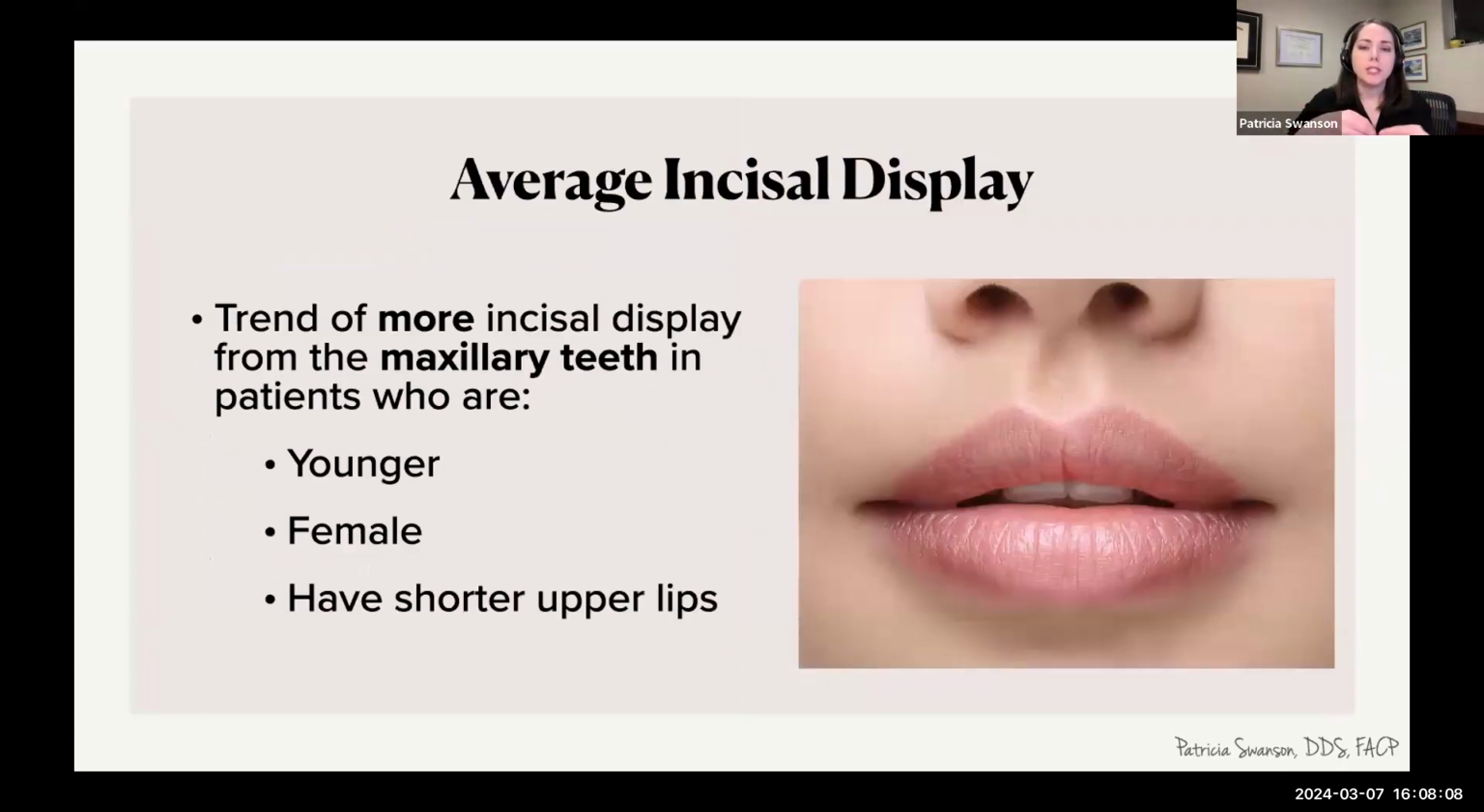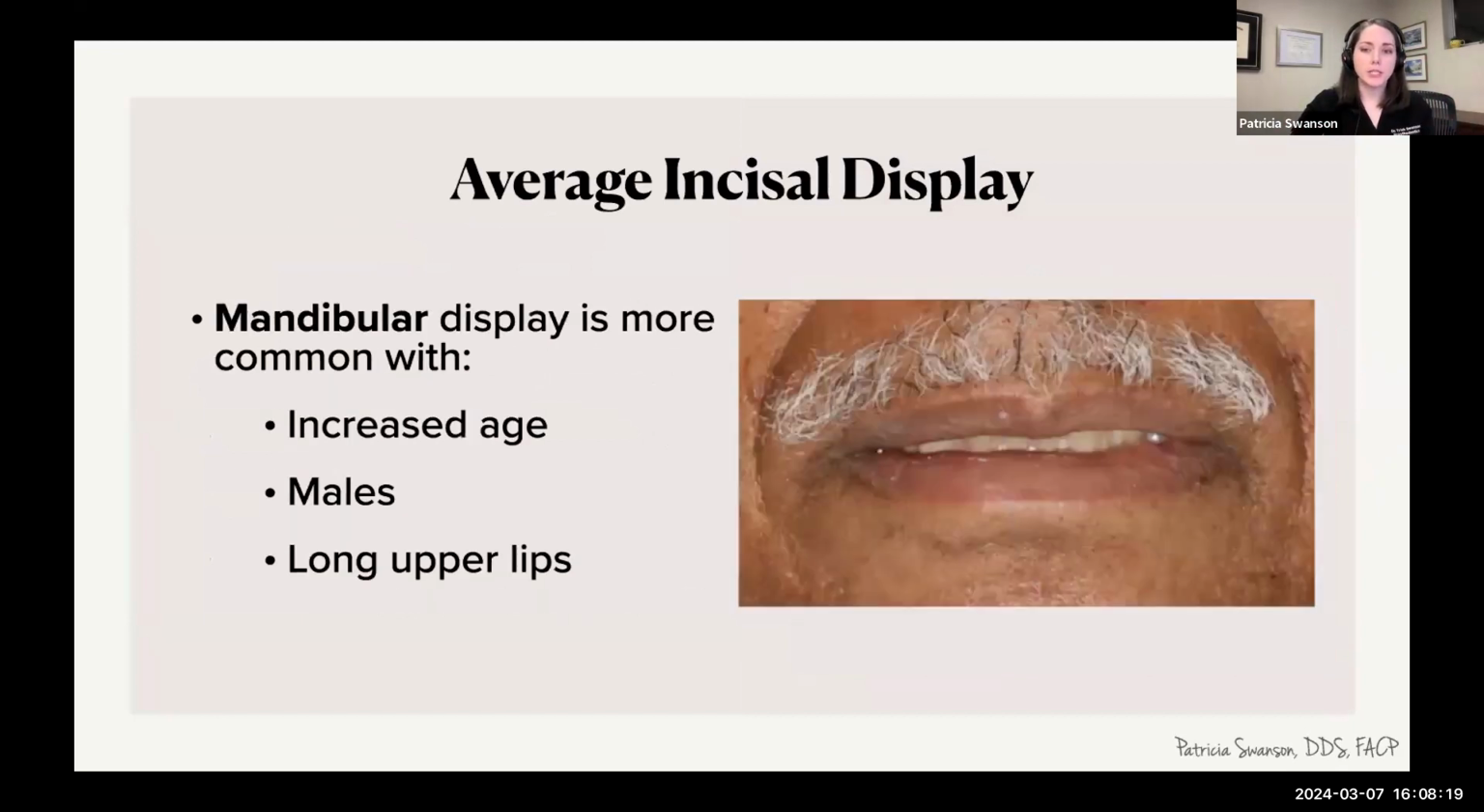So patients who are younger or are female patients or patients that have a very short upper lip are going to tend to show more of their maxillary teeth, compared to our male patients who are older or have a longer upper lip, who tend to show more of the mandibular teeth. So for them, their social six might be from 22 to 27. Those are the teeth that show when they're speaking.